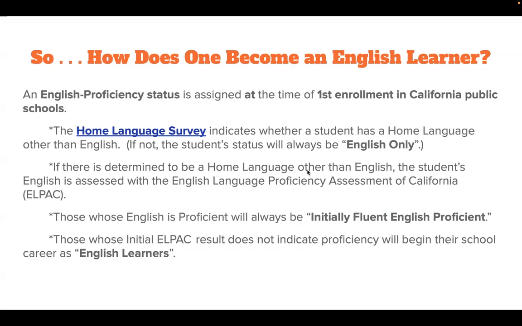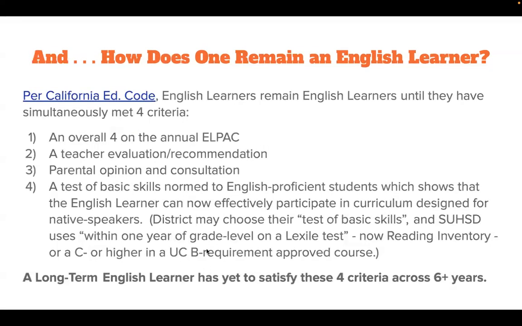If a student has a language other than English and their initial LPAC says that they are fluent English proficient, they are initially fluent English proficient, and that also never changes. But English learner status can change. You can become reclassified and become an RFEP student. So how does one remain an EL for 10 or 13 years or 6 or more, basically?